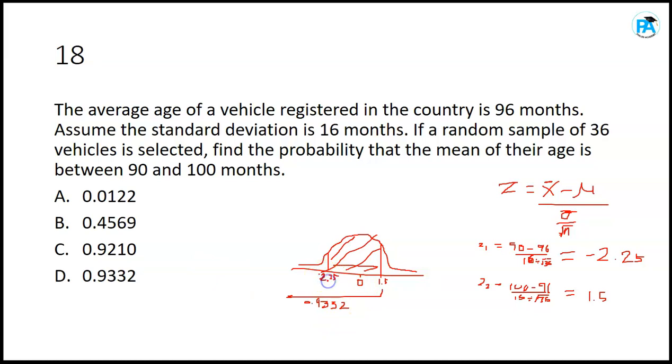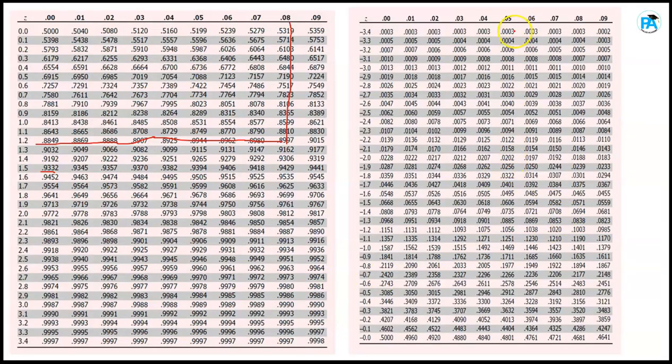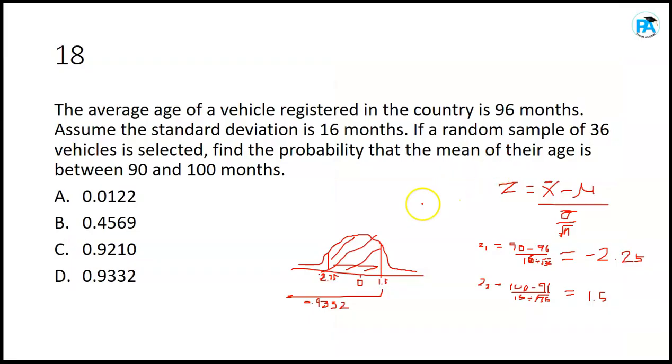2.25 on its own negative table. So we come to the negative table. Negative 2.25. We have negative 2.2 here, so 5: 0, 1, 2, 3, 4, 5. You see 5? So negative 2.25 gives us 0.0122, isn't it? So this 0.0122 also means to the left.